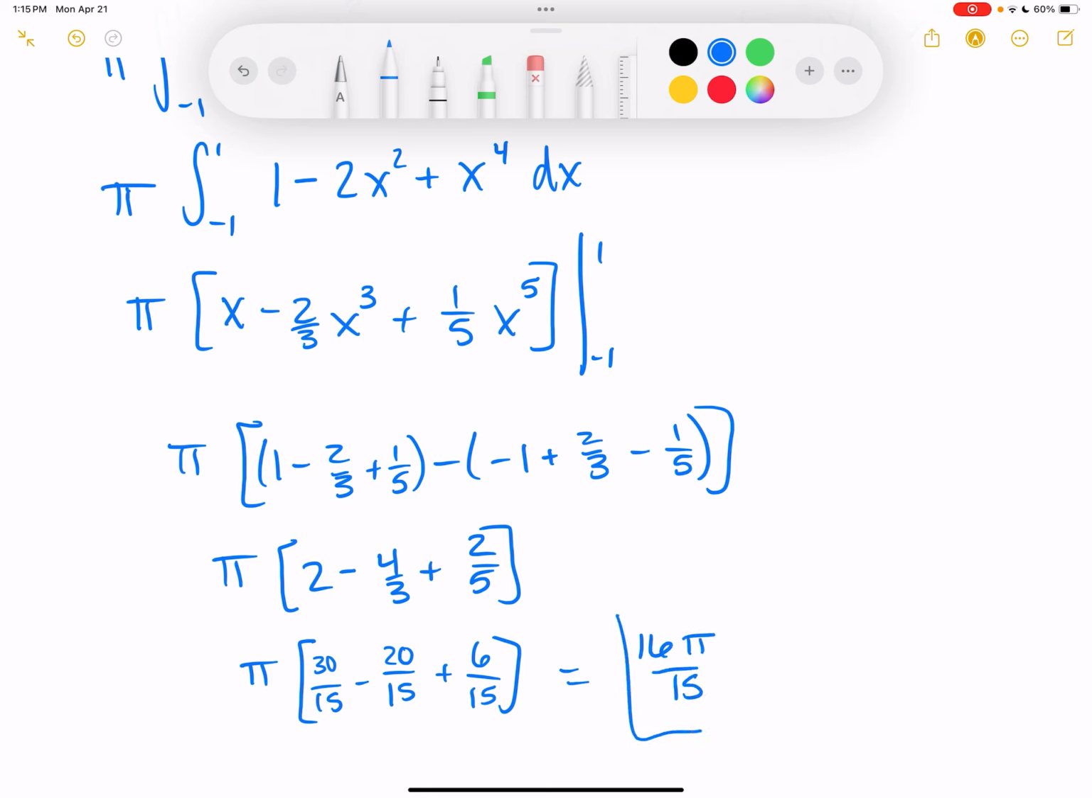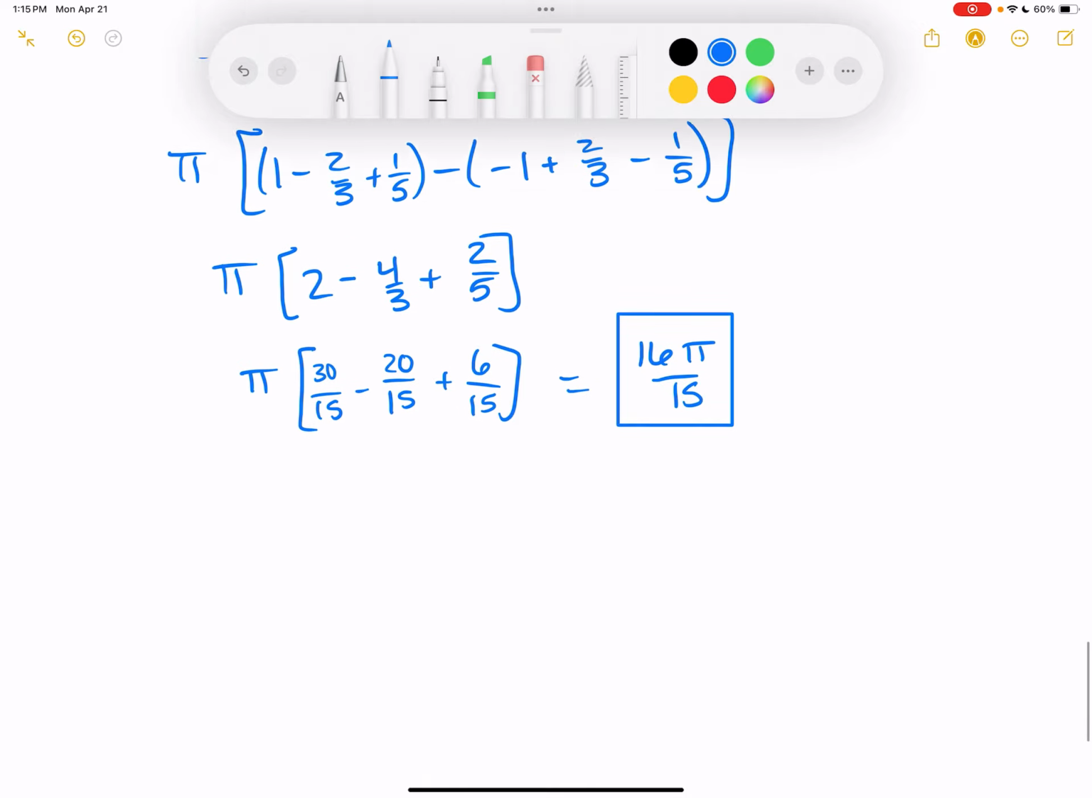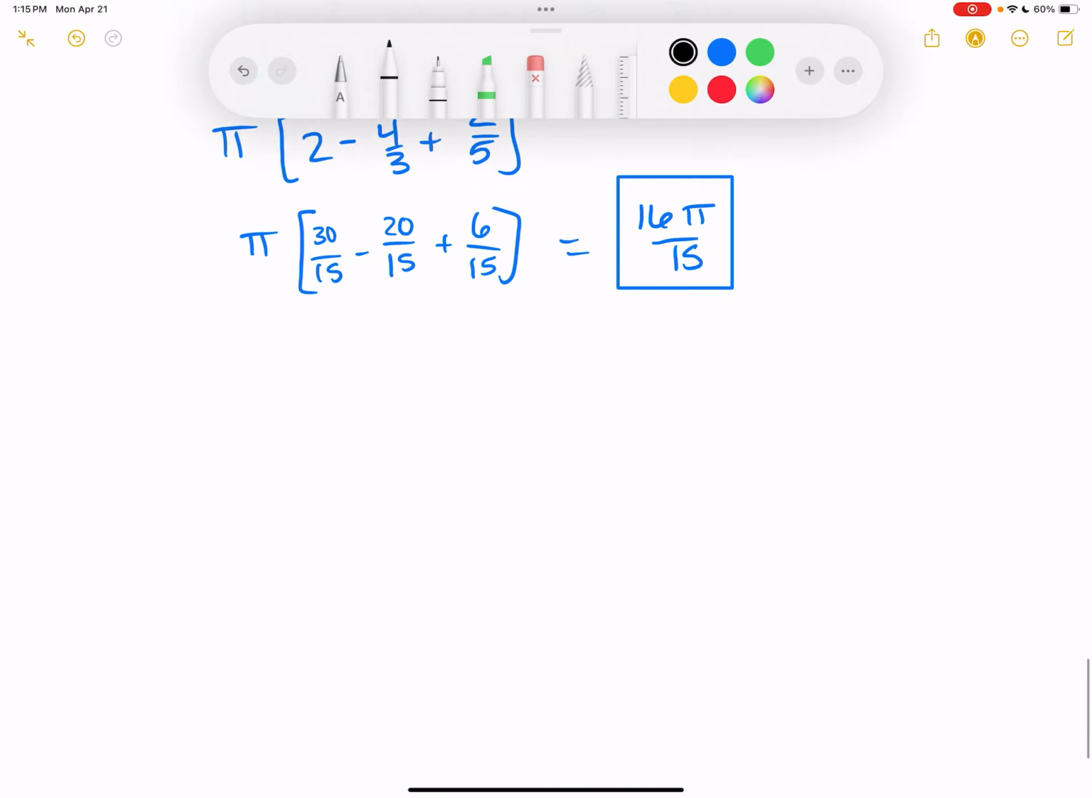Hey, that's what I got. Oh, good. What did you get, Virginia? 16 pi over 15. I copy as I go. I'm not cheating, I'm just doing this stuff.